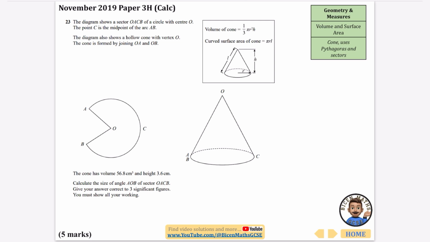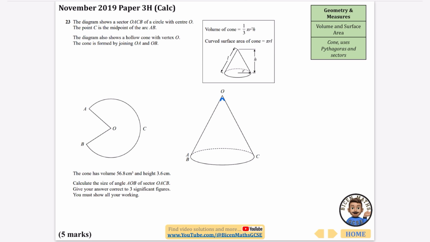So it says the diagram shows a sector OACB, which is this thing that we've got here, the sector of a circle with centre O, and the point C is the midpoint of the arc AB, just saying it's over here, kind of opposite where O is. The diagram also shows a hollow cone with vertex O. The cone is formed by joining OA and OB. So these bits here are going to get stuck together, and it goes from being a flat circle into a 3-dimensional cone. The cone has a volume of 56.8 centimetres cubed and a height of 3.6.